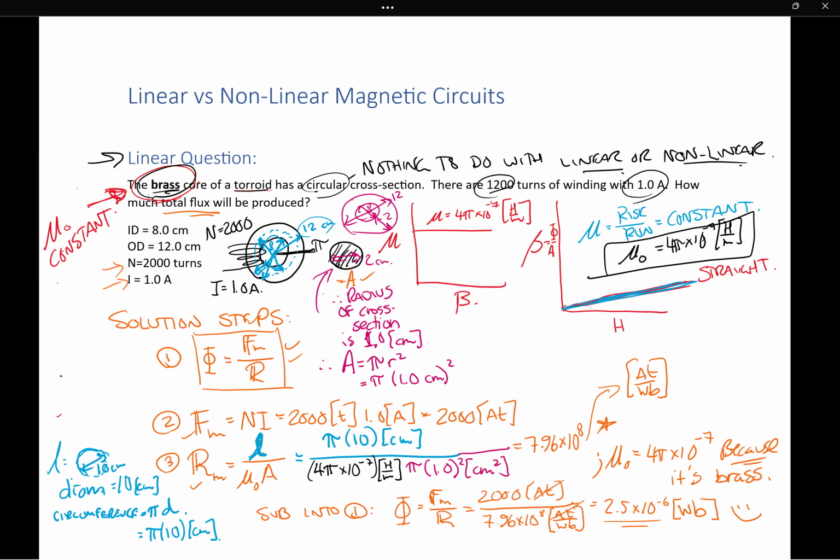We asked how much flux was produced through this kind of donut-shaped core that is made out of brass, that is linear. It has the permeability of free space. It has 2,000 turns with 1 amp running through it. Then how much flux actually gets developed in there? This is the answer, 2.5 times 10 to the negative 6 Webers of flux. Now, that's the linear question. Linear questions are significantly easier.